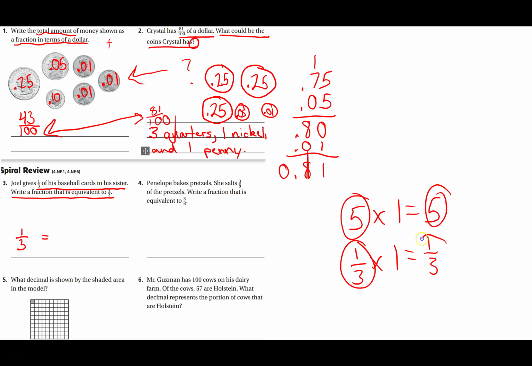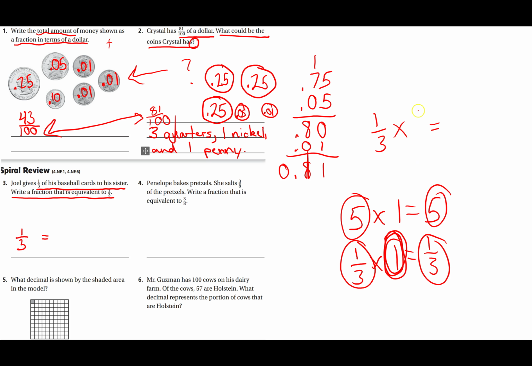Now, since we know this rule, we can also take 1/3. Now, we don't want to write the exact same fraction. 1/3 times 1 would be just 1/3 again. But we do want to write a fraction that's equal to 1/3. So I need to write a fraction that is equal to 1 to make it still be equivalent, meaning I'm not changing the value.